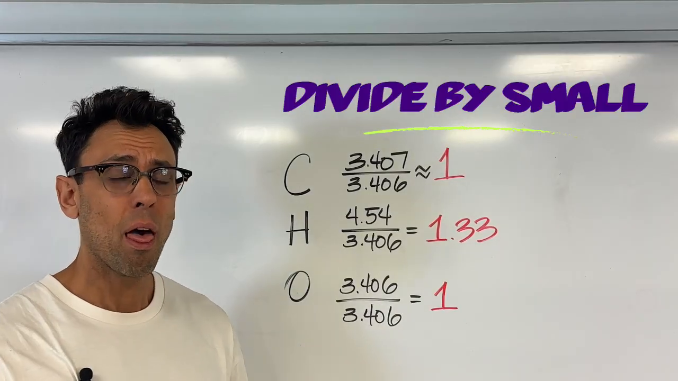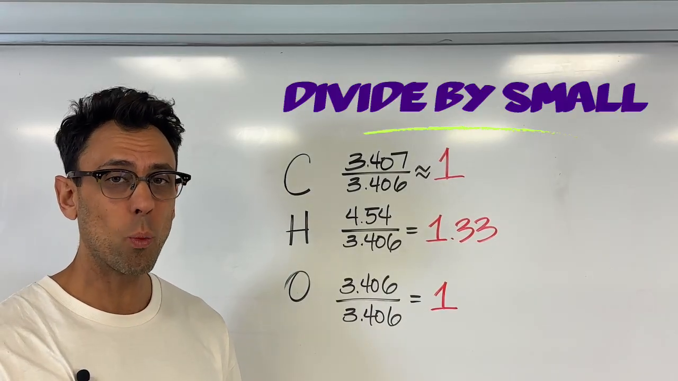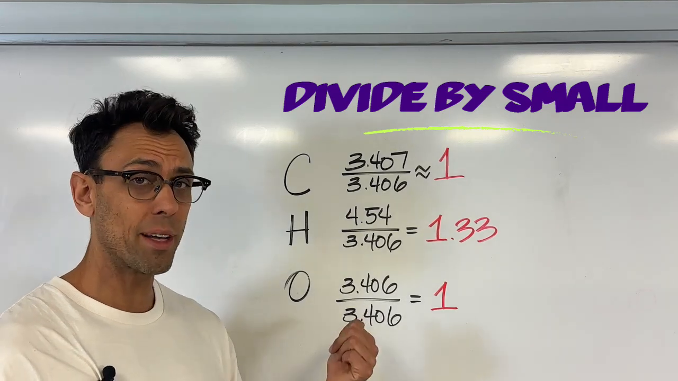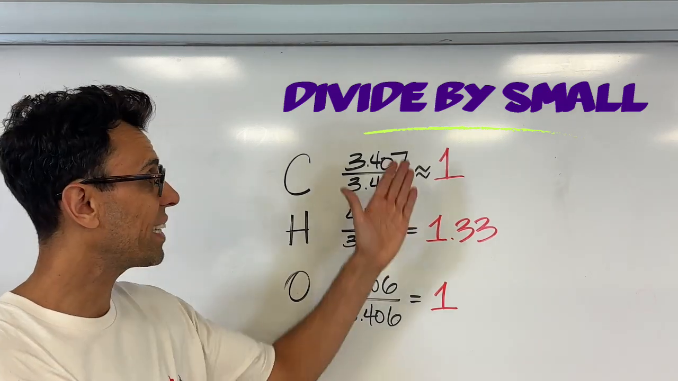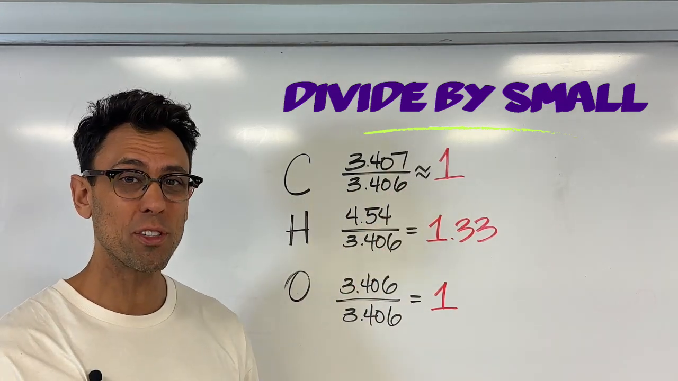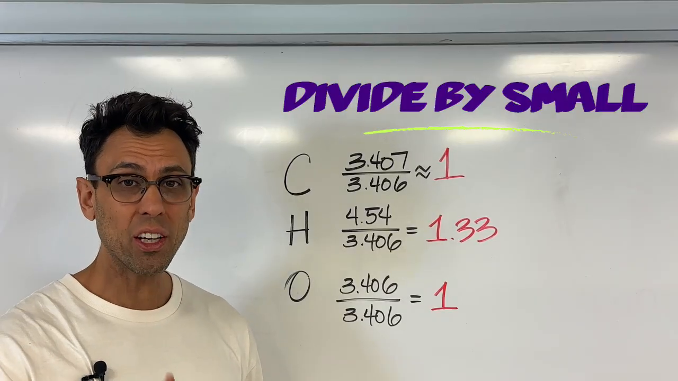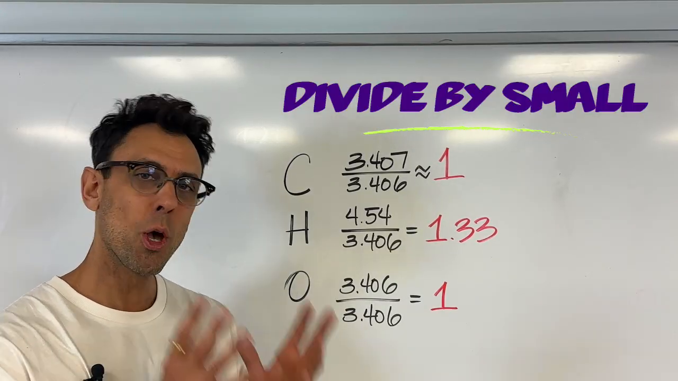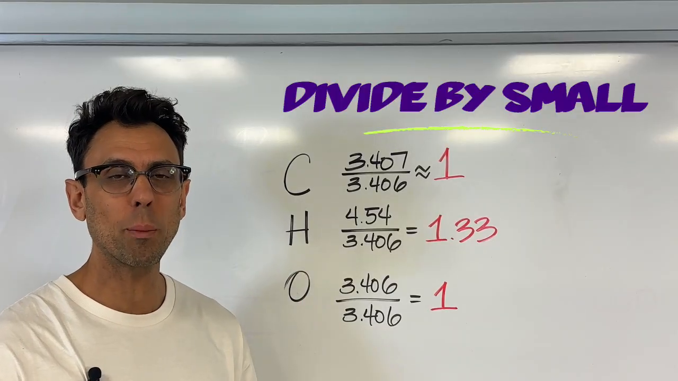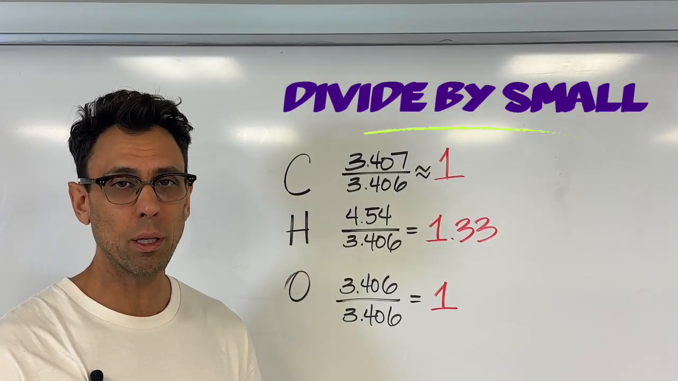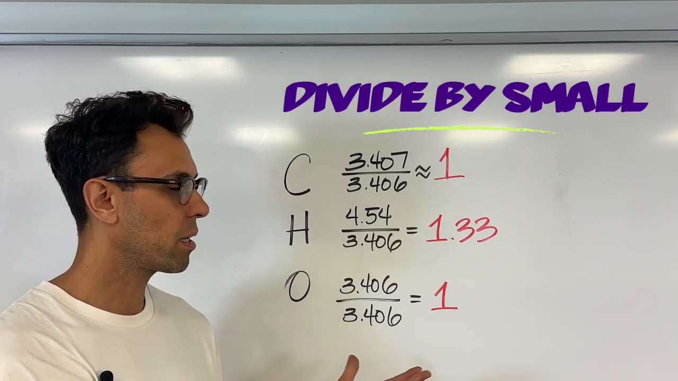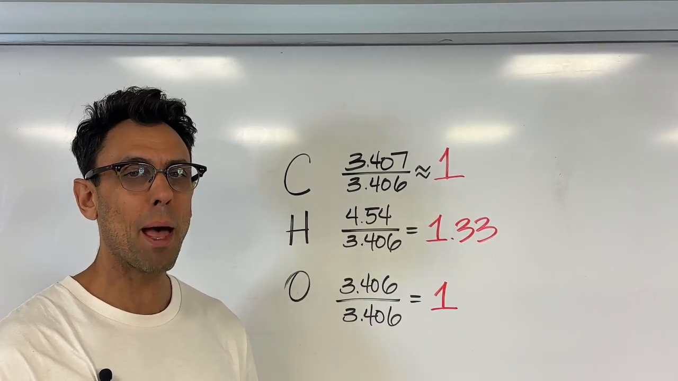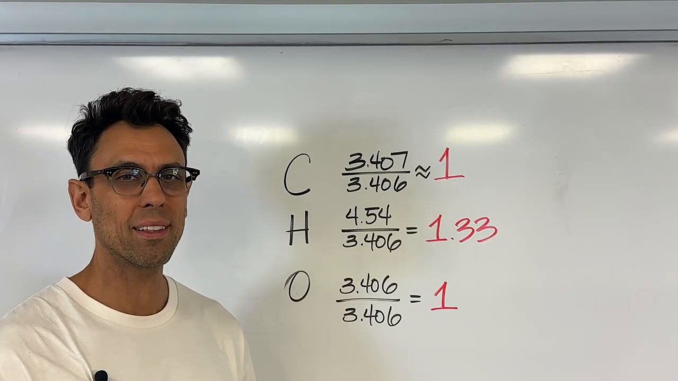Just a heads up, there are some instances where, when solving an empirical formula problem, when you do the divide by small step, you actually get all whole numbers as your answer. If that occurs, you are done with the problem. Take those whole numbers, put them into this chemical formula, and you've got your empirical formula. But in the case, like we see here, where a decimal remains, you're going to use that multiply by whole step, and we're going to do that next.